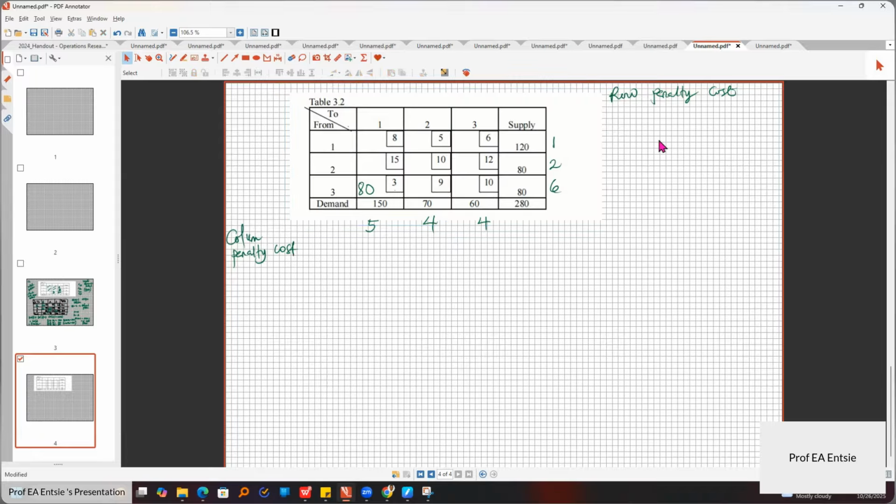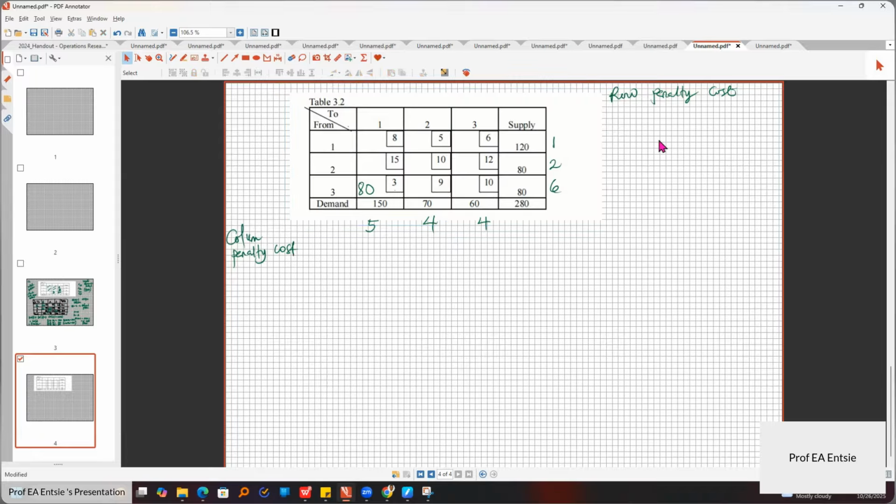We go to row 1. Row 1, the least there is 5. The next least is 6. So 6 minus 5 is 1. Then you go to row 2. The least is 10. The next least is 12. 12 minus 10 is 2. Of course, I have cancelled row 3, so I cannot do any row penalty cost.